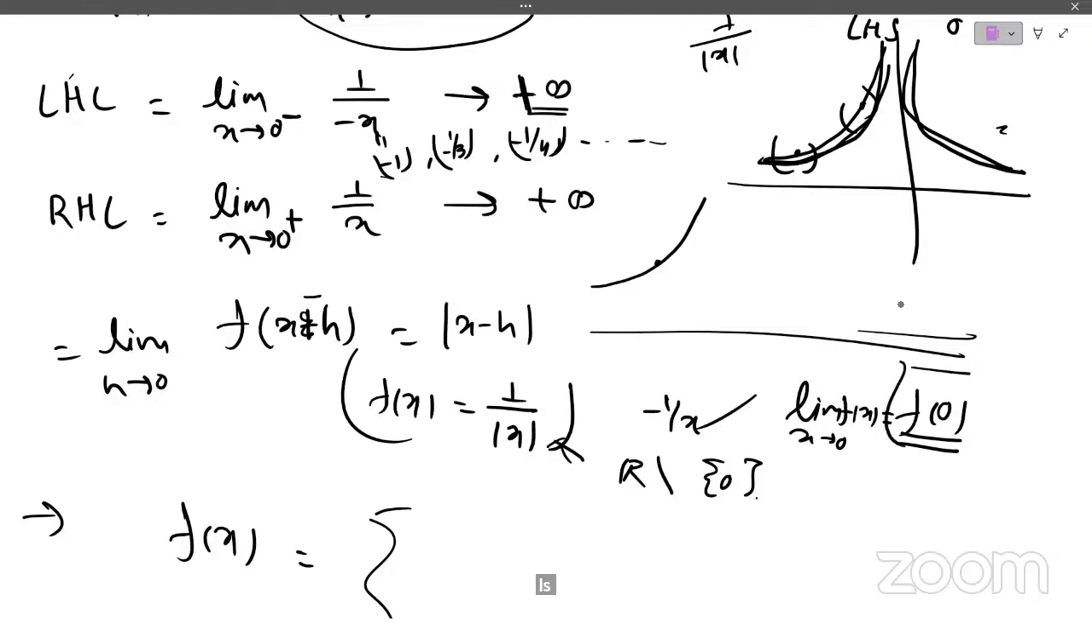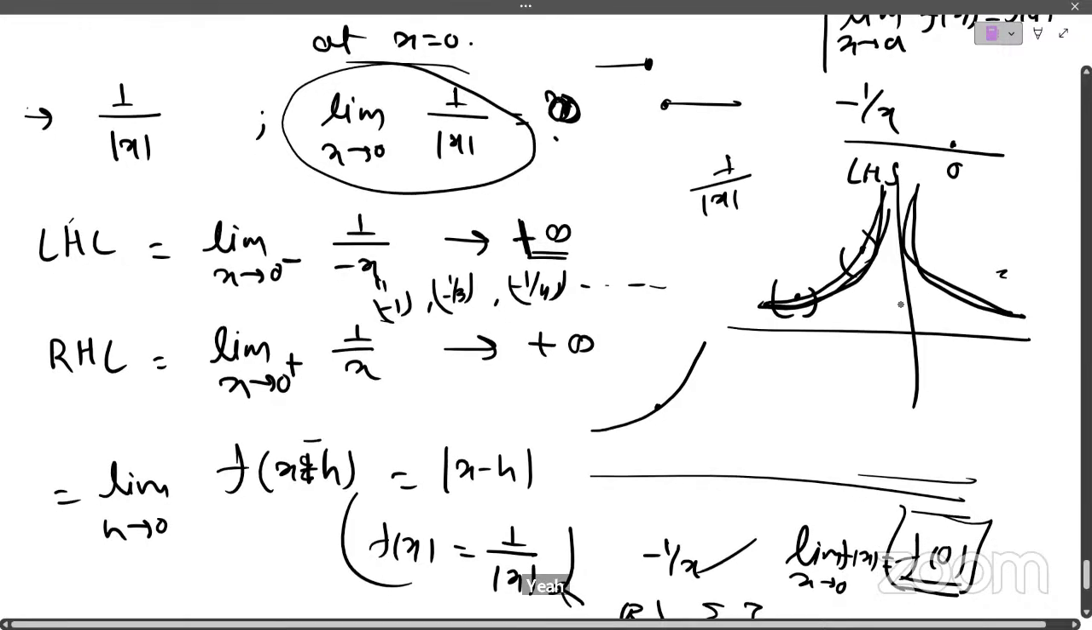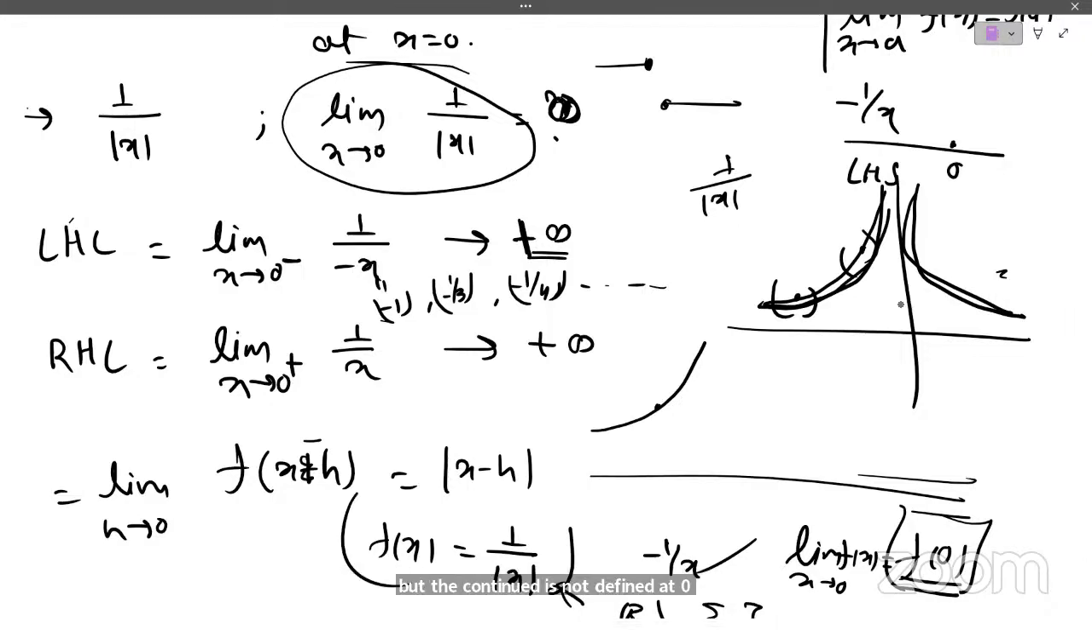Yeah. For continuity, we want the function to be defined at that point. So then it is continuous at every other point, but continuity is not defined at 0 itself, because the function itself is not defined. So that's why.